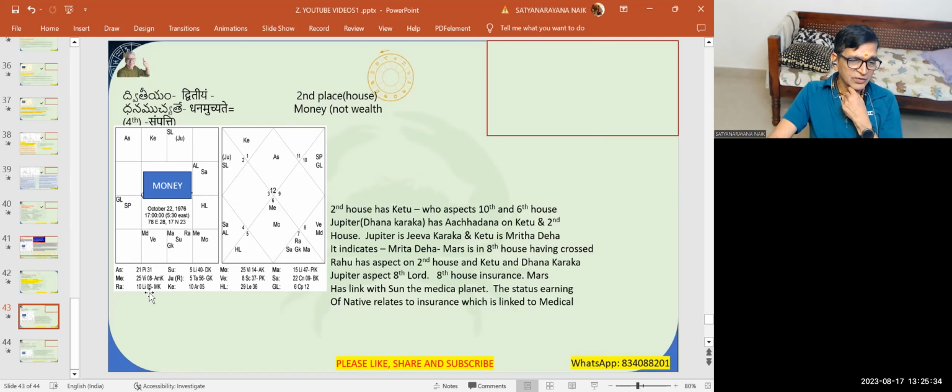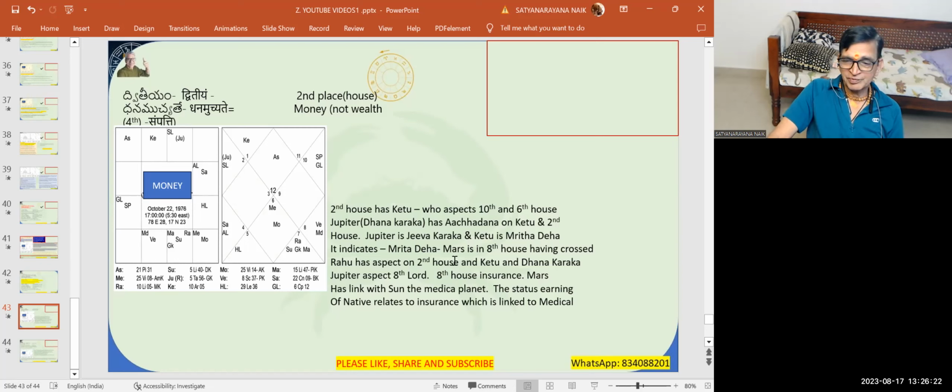So what is Rahu's degree? Rahu is 10 degrees and Mars is 15 degrees. He has crossed. Therefore, he has got easy access to his own house, the second house. From the 8th house, having crossed Rahu, he aspects the second house and Ketu. Dhanakaraka Jupiter aspects the 8th Lord. That is, Jupiter is aspecting the 8th Lord here. Venus is the 8th Lord.